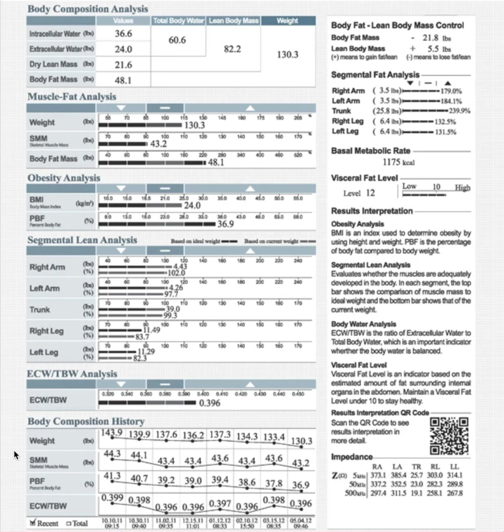Let's take a look at the body comp analysis here at the top. Your body weight is the total of three different components: body water, the water that's inside your cell and outside your cell, lean body mass, and body fat mass.